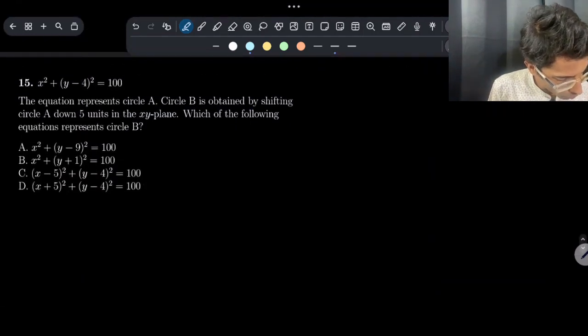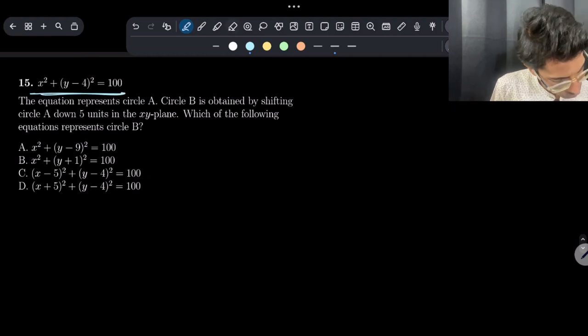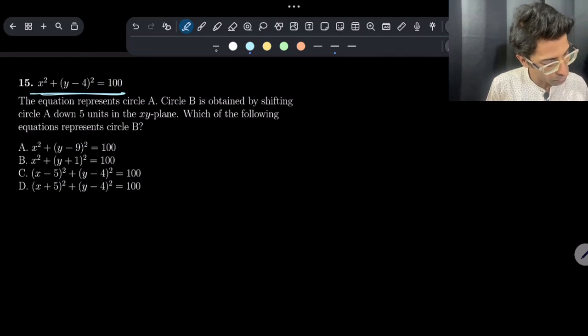Okay, here we go. Next one. This is the question we have. Equation, which is a standard circle equation. The equation represents circle A. Circle B is obtained by shifting circle A down 5 units. So if you are shifting it down, the only thing that is changing is the y-axis.